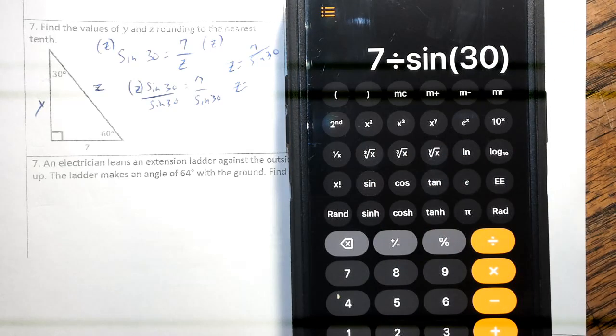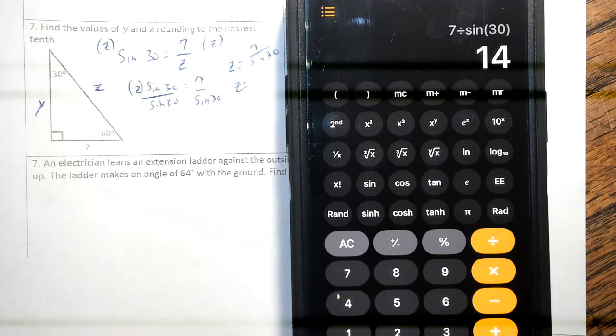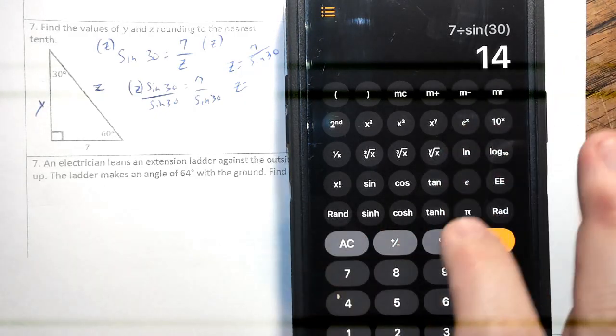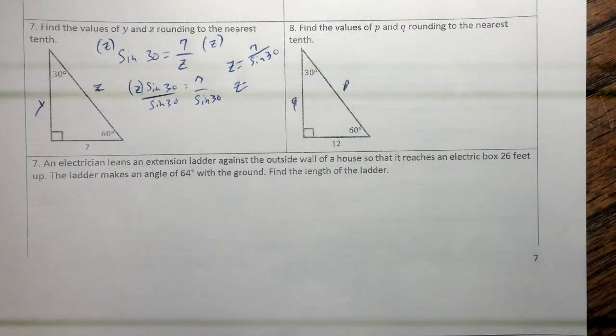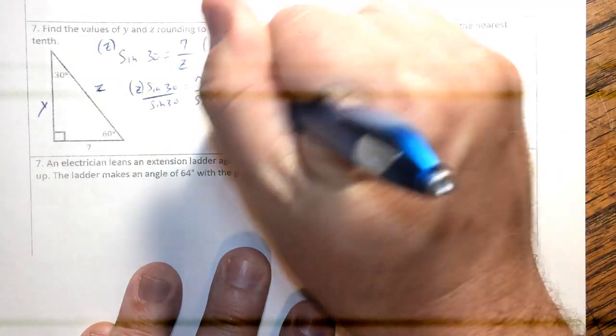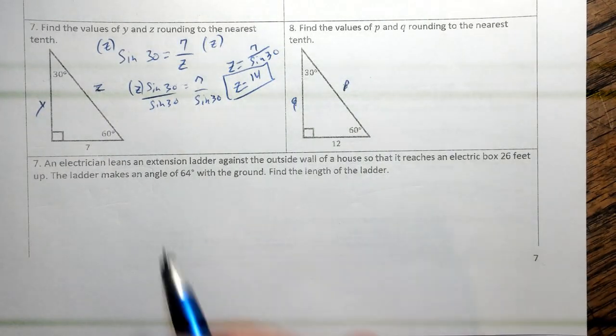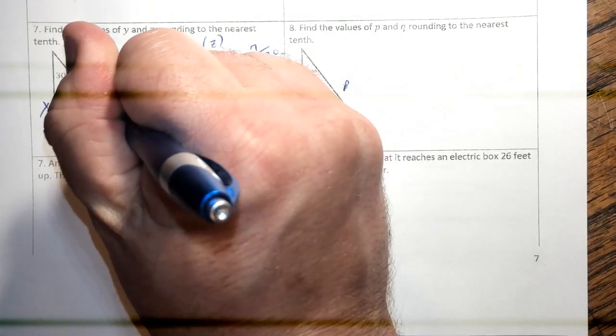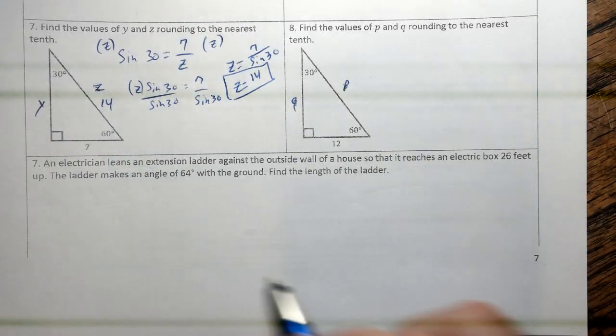Oh. Yeah. And you guys probably saw it. I wasn't even looking. I think I had the square root or something. Yeah, so 7 divided by sine 30 is 14. All I knew was it wasn't the right number. All right, so 14. All right, now y.